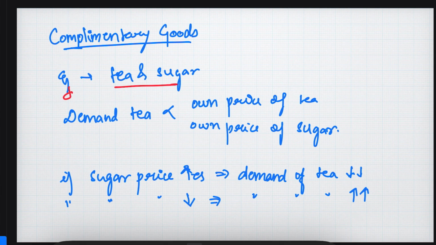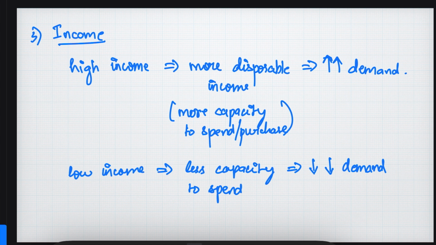If the price of sugar increases, then the cost of making tea would increase, so the price of tea would increase, hence the demand of tea would reduce. Similarly, if the price of sugar decreases, then the cost of making tea would reduce and the demand of tea would increase. Coming on to income.